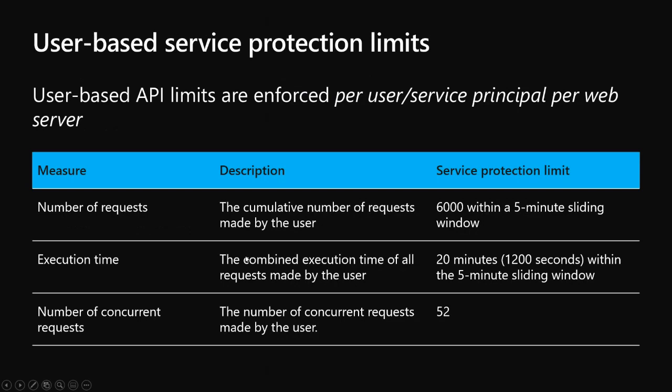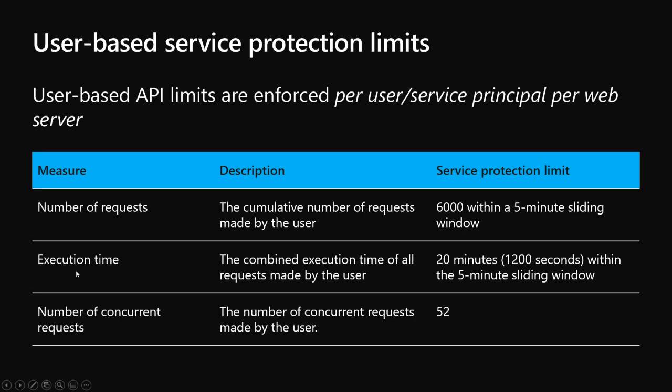When we look at user-based service protection limits, these are the limits against individual users or service principals. So these are API limits that are enforced per user or service principal per web server of that environment, which is the web server would be the AOS node. For each user per web server, we have 3 limits. The first category is the number of requests. Each service principal is limited to 6,000 requests within a 5-minute sliding window.